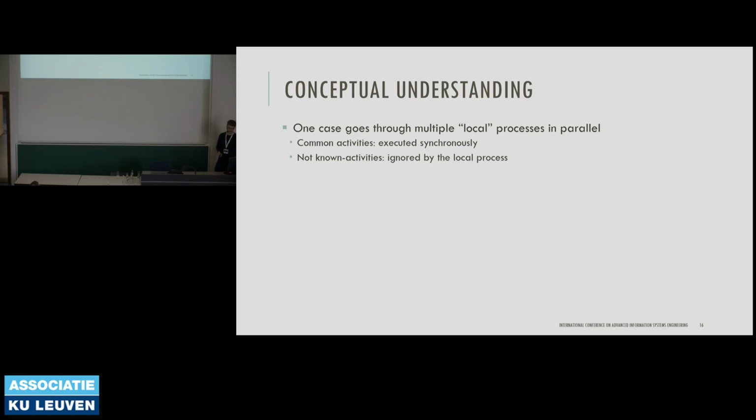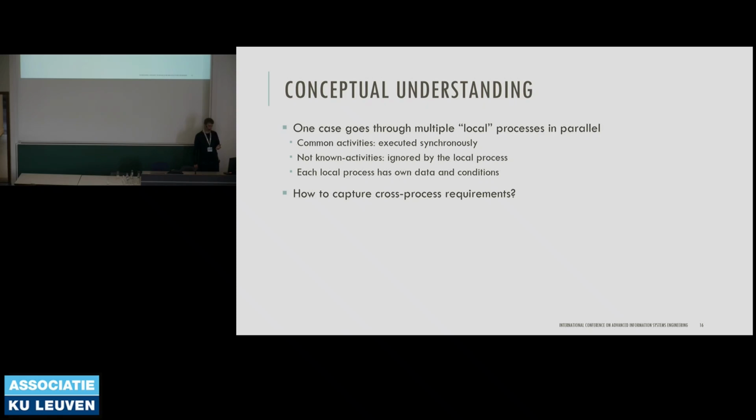Then, there are not-known activities, because if we have individual specifications, then it's quite likely that one specification is not going to cover all activities that are mentioned in other ones. This means that in our case, for example, a Petri net is going to be modified slightly, such that it's going to ignore all of the activities that are not part of the alphabet of that Petri net. And each local process has its own data and conditions, meaning that one Petri net cannot interfere with the written variables of another Petri net, for example.